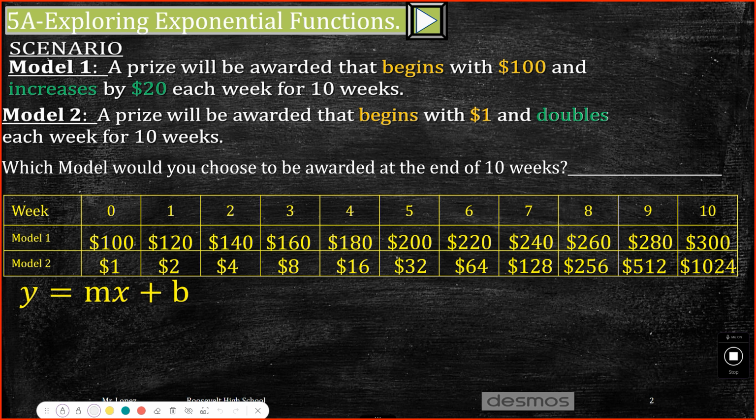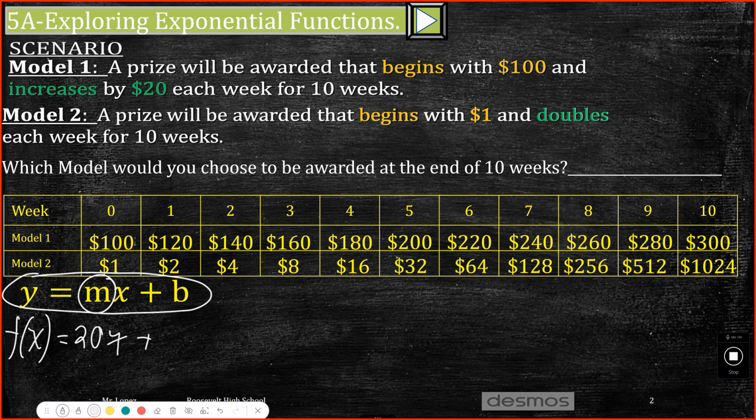Could we do this much faster and not do a table? Doing a table is kind of a lot of work. So you would know that this is a linear function for Model 1. So you can actually just get an equation for it because it's growing by a constant amount. So f of x equals the slope, which is increasing by how much every week, times x, plus b, the beginning amount. How much do you start with?